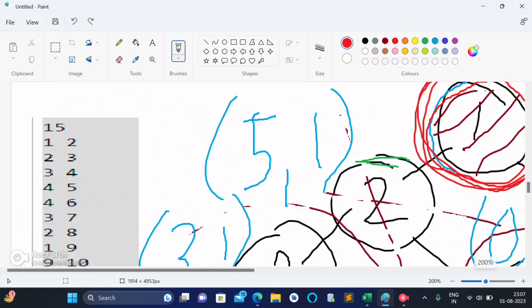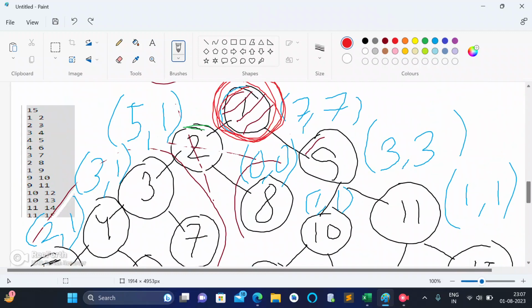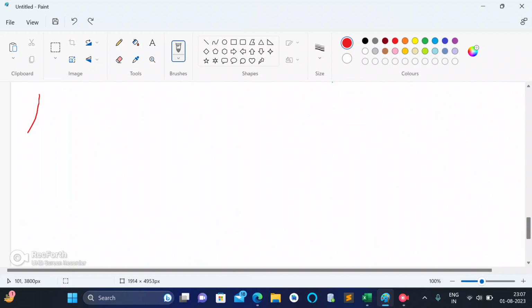Okay, so let's say I decided to make a call on the, let me make the screen a little bit larger. Okay, so let's say I decided to make the call on the left side.